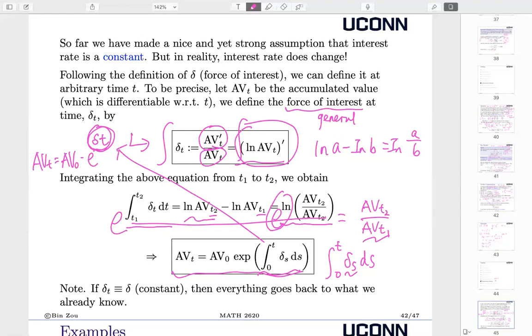If you don't understand why I have this, that's completely okay. Simply treat this as a definition. The difference between the previous section and this section is that here you have a constant, and here you have an integral. That's because delta is a function, and you cannot use a function times t. That function's value is what you get as an integral.